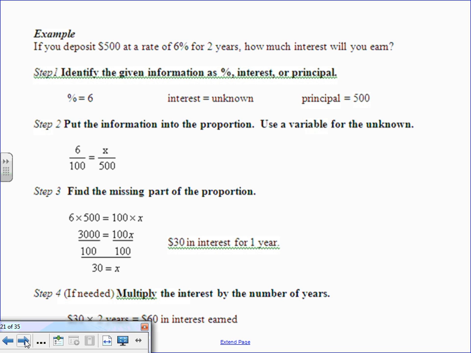So looking at the first example, if you deposit $500 at a rate of 6% for 2 years, how much interest will you earn? Okay, so they set up the proportion, 6 over 100 equals x over 500. You cross multiply and divide, and you get 30. Okay, now the important thing to remember here is that gives you the interest for 1 year. The question asks for 2 years, so you need to take 30 times 2 to get the 60.